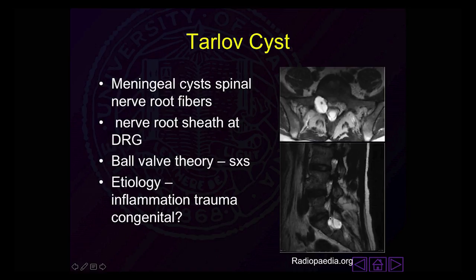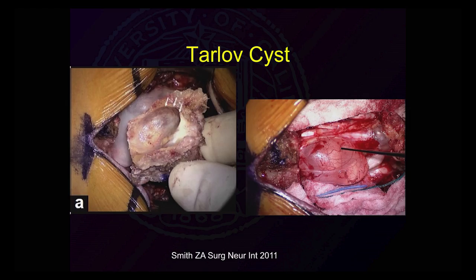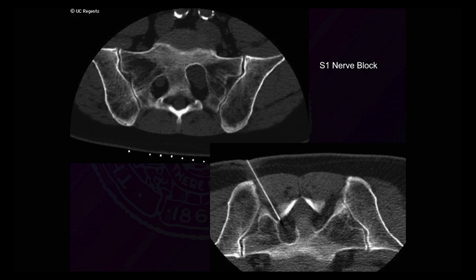Why do we get it? Maybe it's congenital. We've seen it in patients who've had some trauma or an infection or inflammation. So we can see here in an intraop view how big these cysts can get, how they actually can remodel bone. So you can imagine the tension or traction they can put on the nerve. And in this institution, they can be treated maybe 50% of the time. The patients might have some sustained relief. Other times, we get asked to help out with injections.